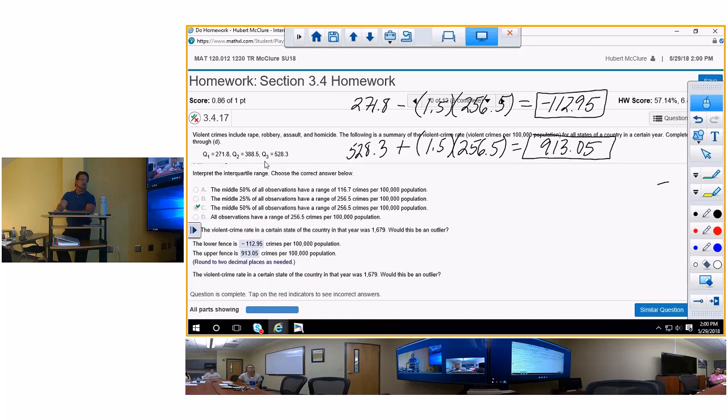Somebody do this right quick. Somebody take 388 minus 272. 116. And then take 528 minus 388. What do you get? 139.8. Okay, what'd you get on the first one? 116. Okay, yeah. That's about the only way you can tell.